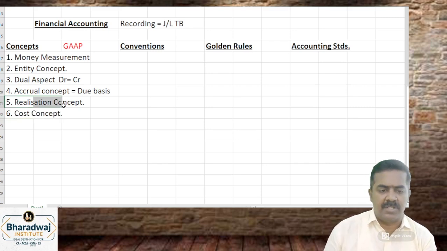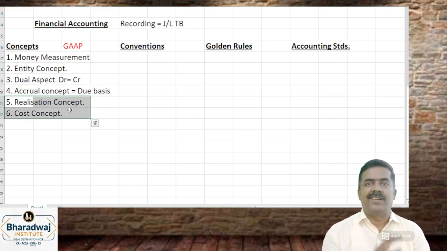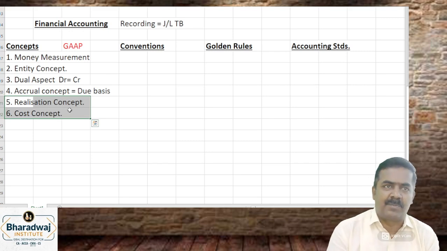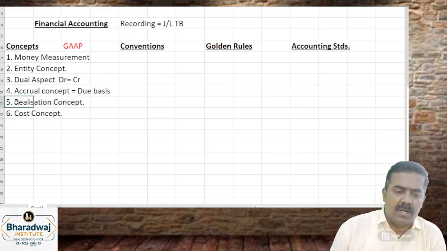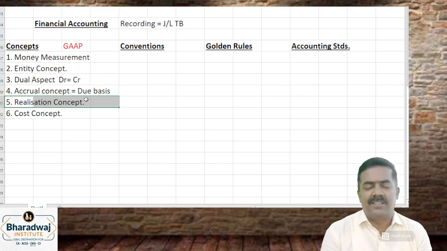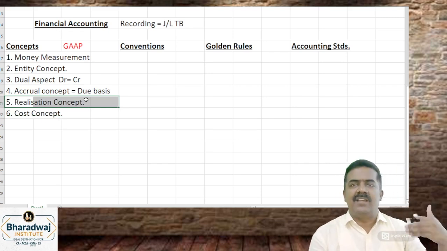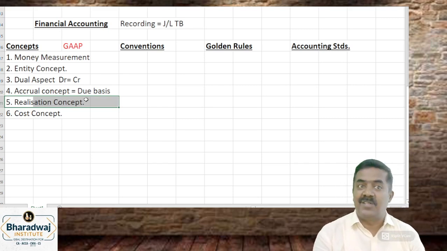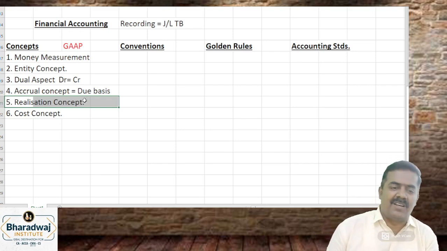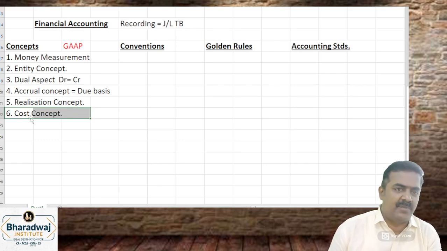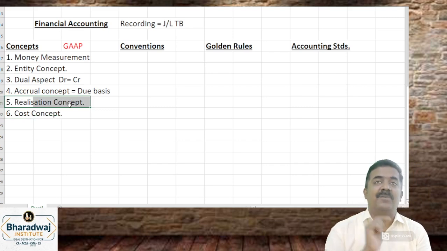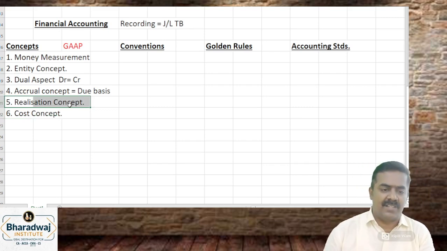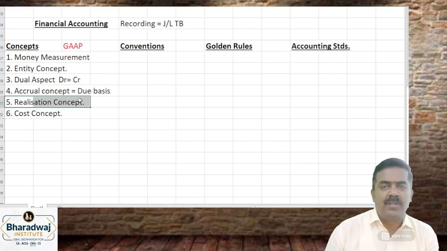Cost concept and realization concept go hand in hand. Record the transaction at what price? Cost price. Profit or loss will be recorded only when it is realized. For example, you purchased inventory, goods for 50 lakhs. If you sell, you will get 60 lakhs. You will record the inventory at cost, 50 lakhs. Will you record the profit of 10 lakhs? No. When will you record the profit? Only when it is realized. Clear? Realization concept says profit or loss should be recorded only when it is realized.